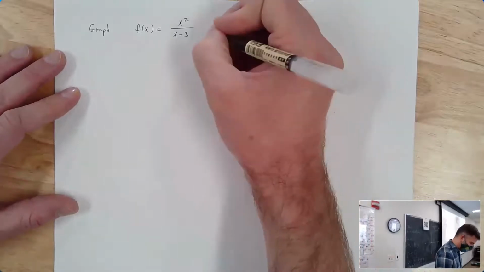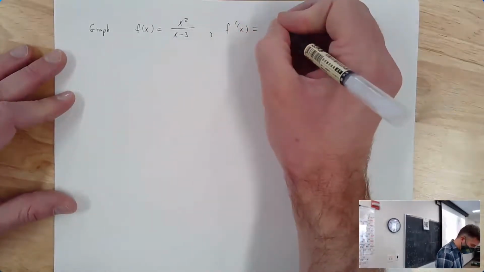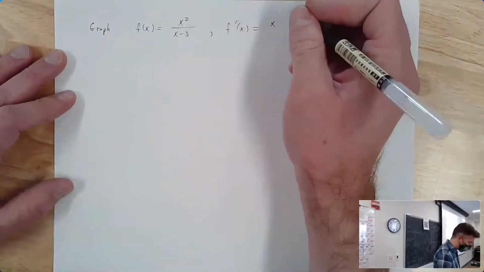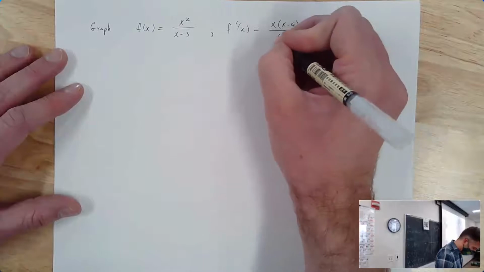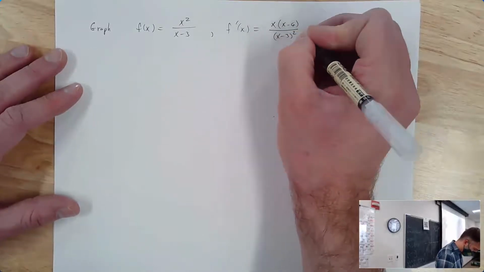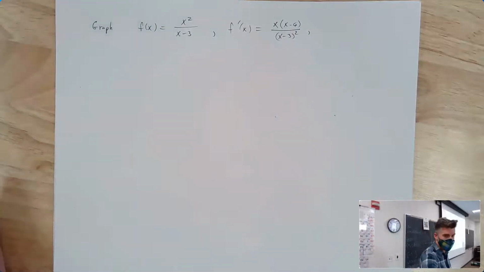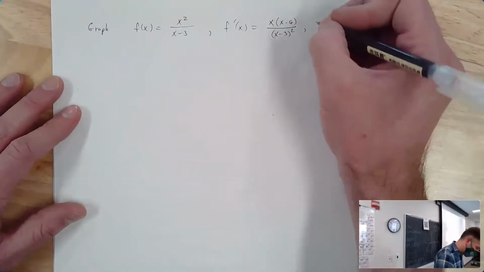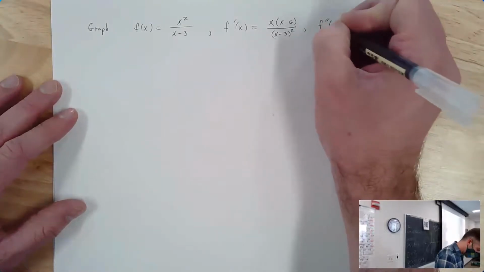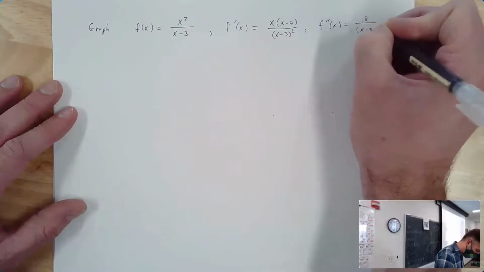And we're going to give ourselves the derivatives again. The first derivative is x squared minus 6x, or x times x minus 6, all over x minus 3 squared. Oh, why is 2 not a, sure, fair question. Let me write out the second derivative, then I'll go back to that. Second derivative is going to be 18 over x minus 3 cubed.